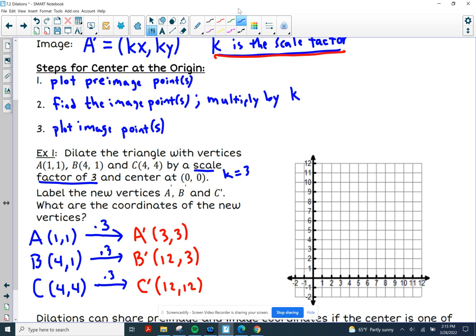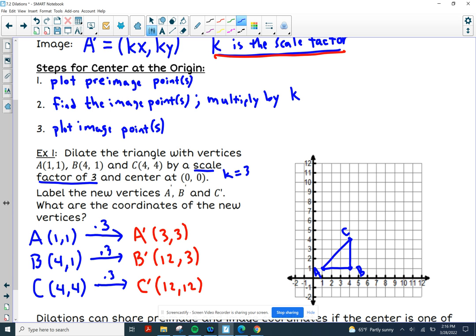Okay, so I'm going to plot my A, B, and C. A is (1, 1), B is (4, 1). So here's A, here's B, and then finally C is (4, 4). So here's my original triangle. It's a little right triangle, little right triangle ABC.